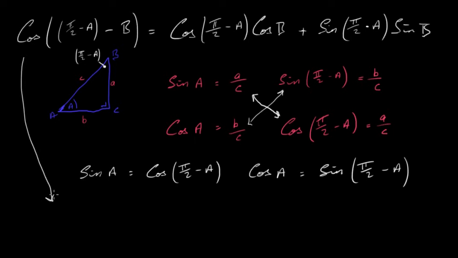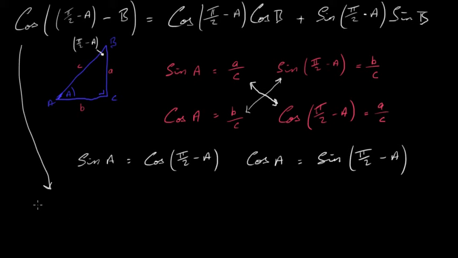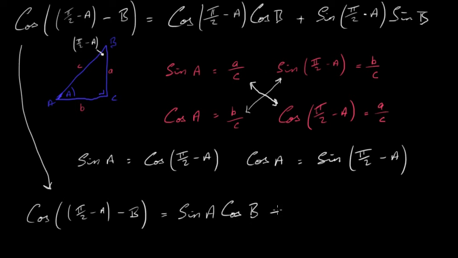So I'm going to just come down here now, and I'm going to write this down again. So I'm going to write down cosine of pi over 2 minus A. I'm not going to do anything with the left-hand side yet. Is equal to cos pi over 2 minus A. Look, cos of pi over 2 minus A we know is equal to sine of A. So I'm just going to write down sine of A instead of that. Cos B plus sine of pi over 2 minus A. Sine of pi over 2 minus A we've discovered is cos of A. So I'm going to write that down here. Cos of A sine B here.